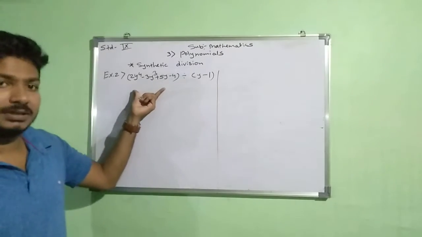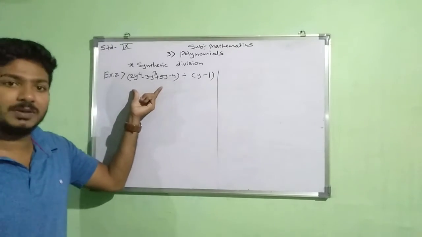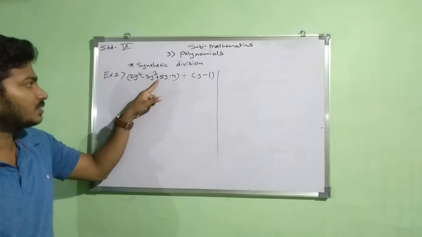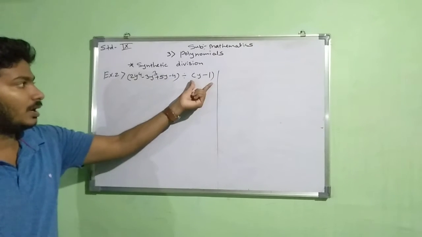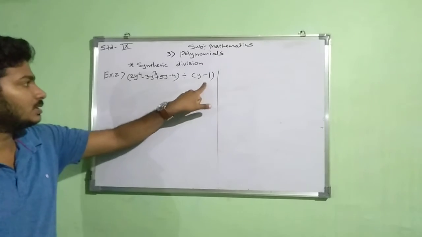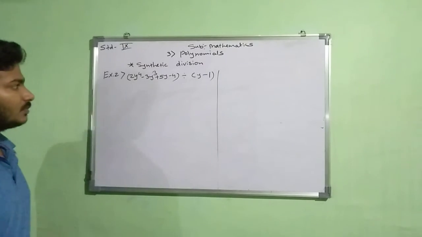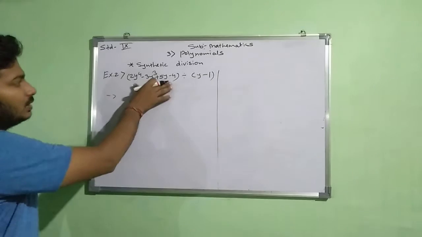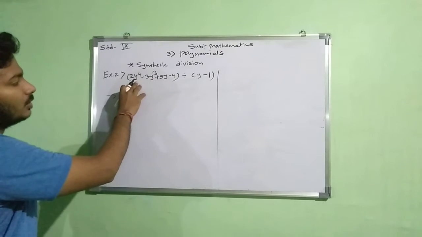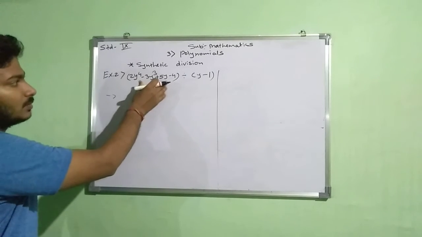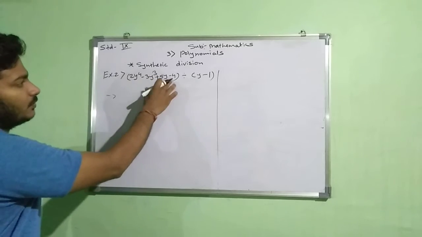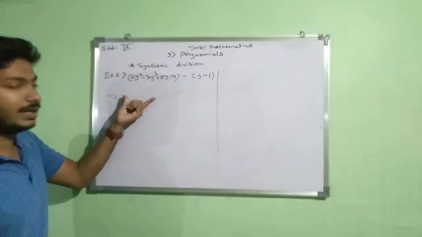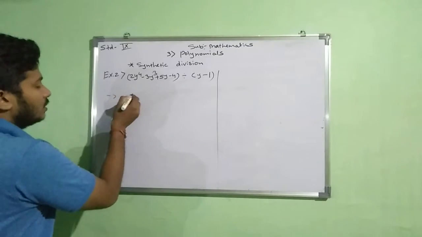So there is a second example that we have to solve by using the same method. The example is 2y raised to 4 minus 3y cube plus 5y minus 4, and we have to divide it by y minus 1. Again we have to look at the dividend. The degree of the dividend is 4, that means we need to have 5 terms, 1, 2, 3, 4. Again one term is missing, so we need to write the dividend in index form.